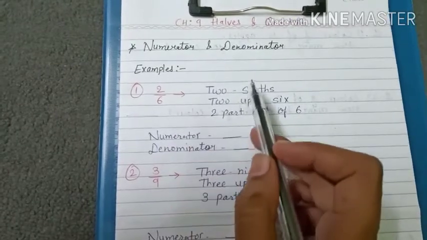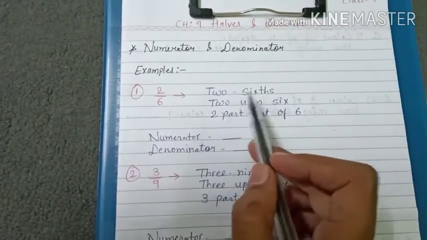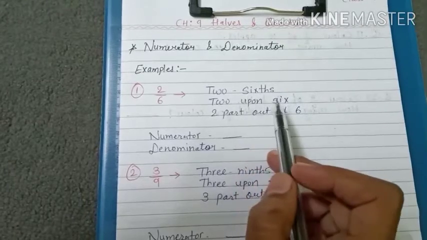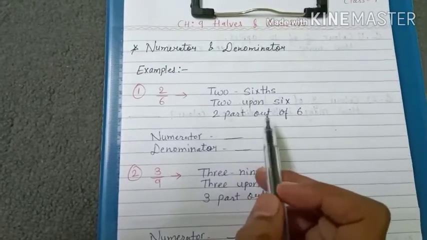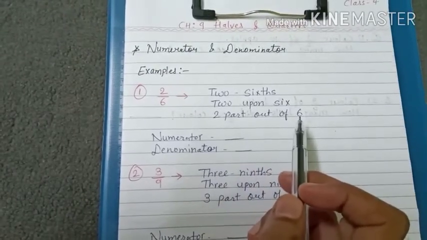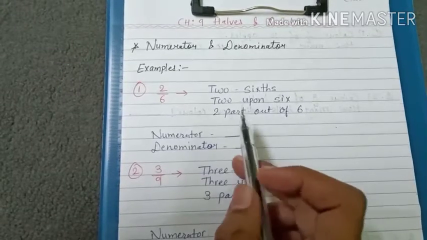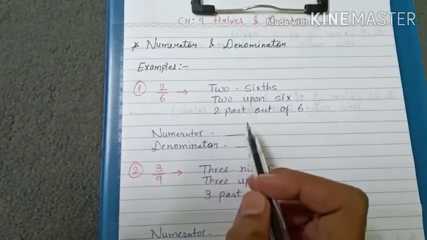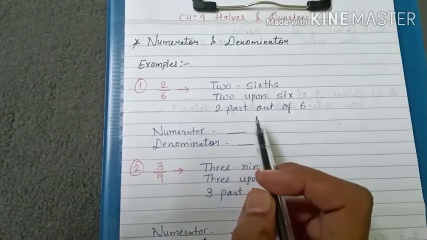We can write and speak it in three ways. 2 sixth, 2 upon 6, 2 part out of 6, that is, 2 parts out of 6. So we can write this in 3 ways and we can speak in 3 ways also.